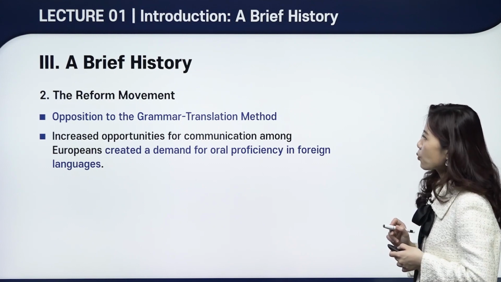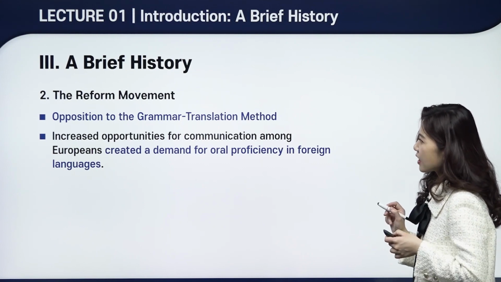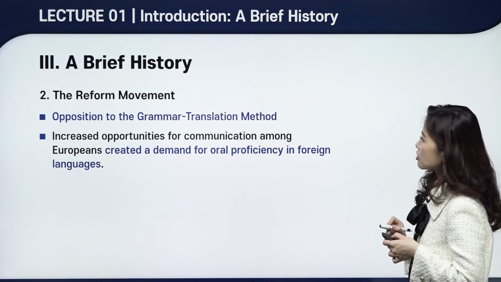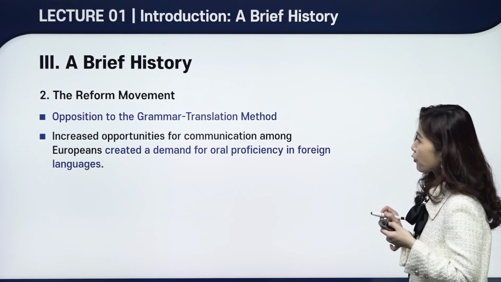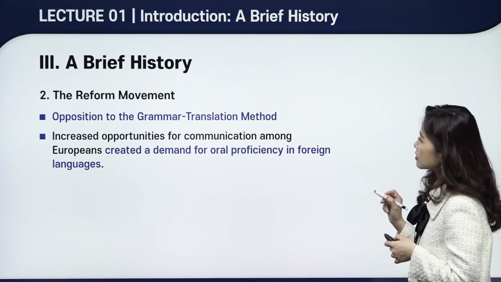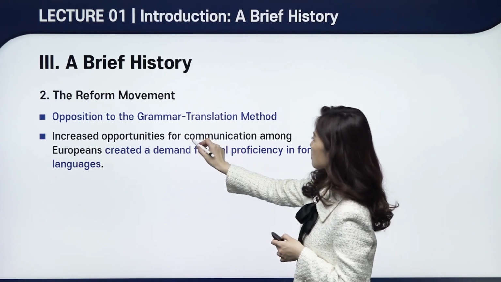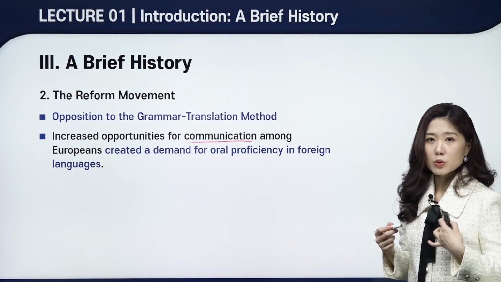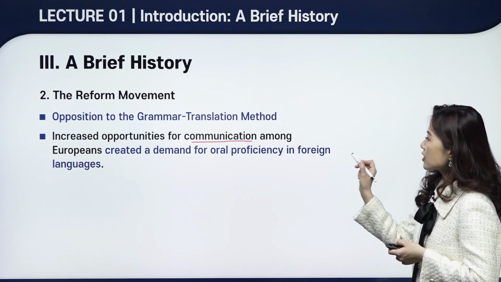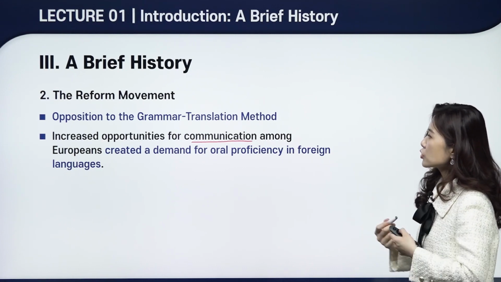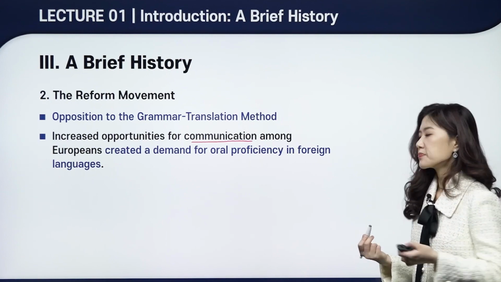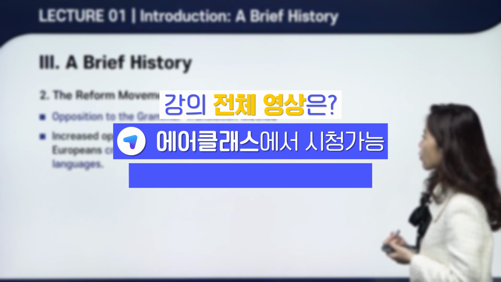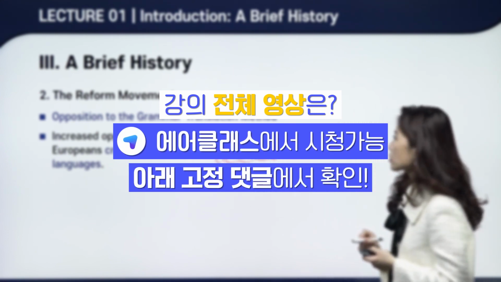Okay, then we see the reform movement. People started seeing flaws in the grammar translation method, and in opposition to it, the reform movement was born. It increased opportunities for communication, recognizing that Latin is not a spoken language anymore, but we need to emphasize oral communication for other languages. So yes, increased opportunities for communication among Europeans created a demand for oral proficiency in foreign languages.